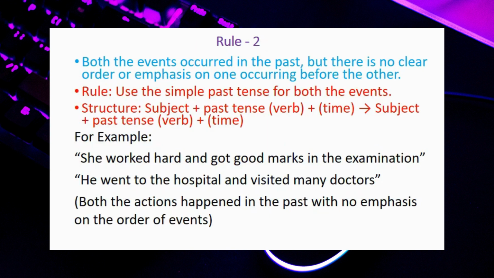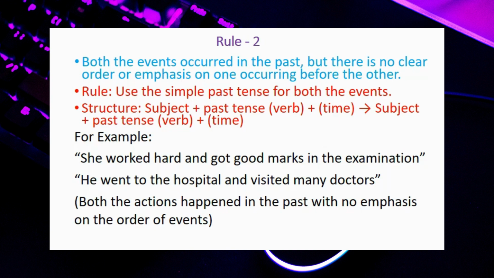Rule number two. When two events occurred in the past, but we don't know which event occurred earlier, in such a case we use simple past tense for both the events. Sentence structure: subject plus past tense of the verb for both the events.